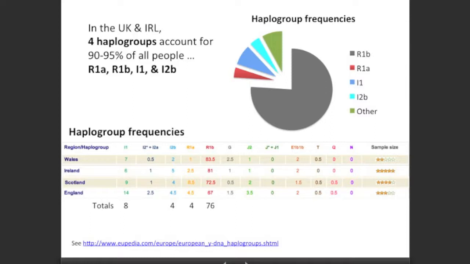R1b accounts for about three-quarters of people in the British Isles. R1a is about 4%, I1 is 8%, I2b is 4%, and others make up about 8%. And it varies between England, Scotland and Wales. You see that R1b is 83% in Wales, 81% in Ireland, 72% in Scotland, 67% in England, and in parts of Ireland it goes up to close to 90%.